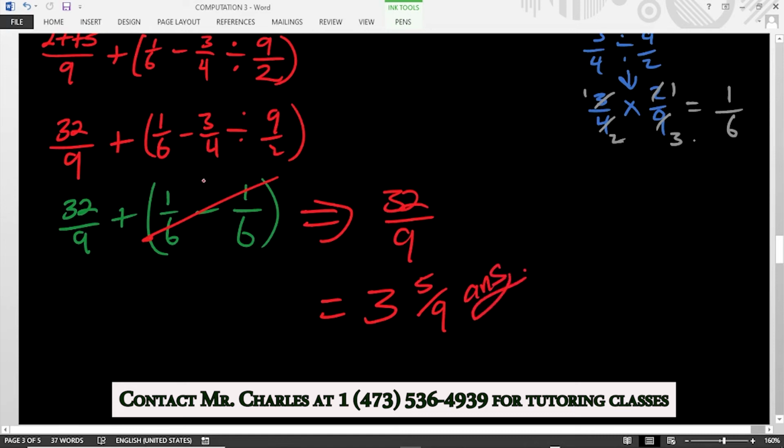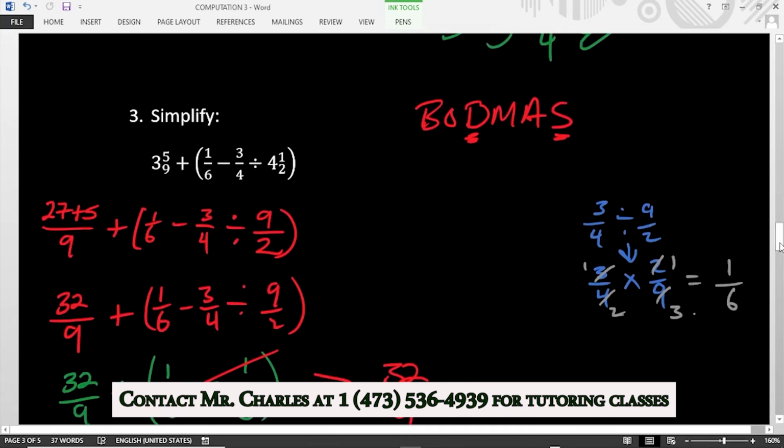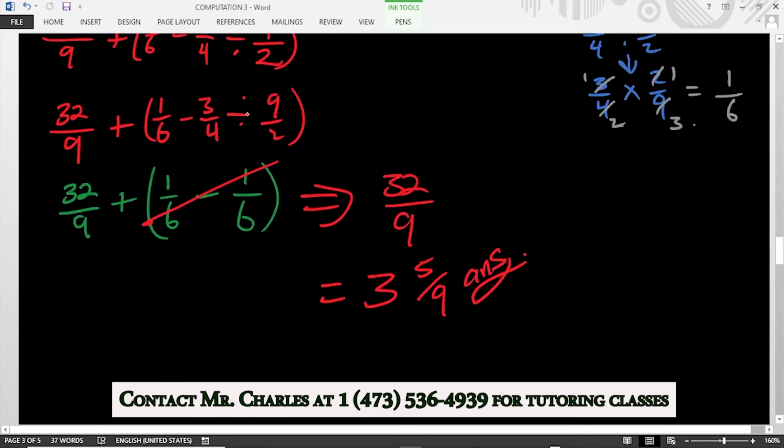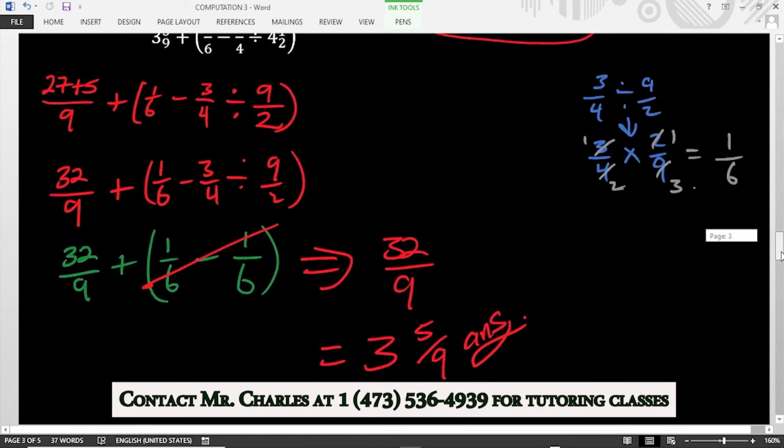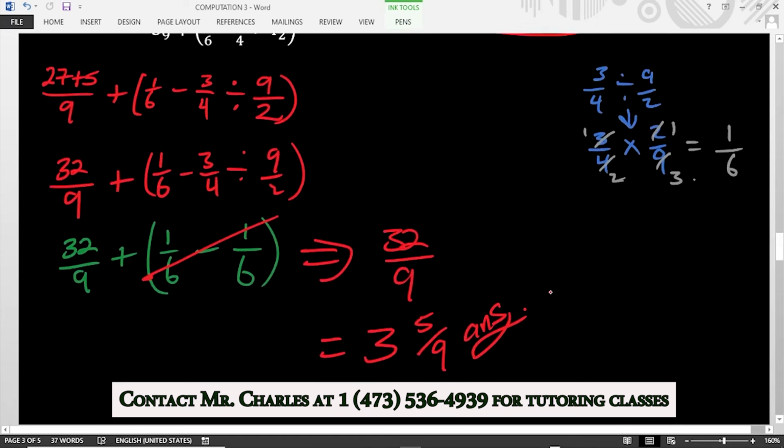Always remember to do what is inside the bracket first, and even when you are working with the operations inside the bracket, ensure that you follow the order of operations, BODMAS. Like in this instance, we had to divide first before we do subtraction, because according to BODMAS, division comes before subtraction. Good, so that's our answer there, 3 and 5 over 9.